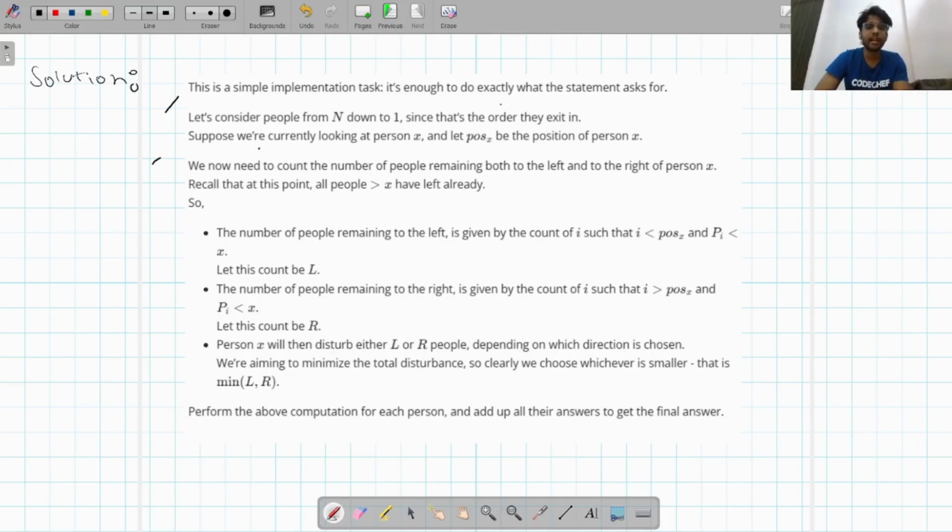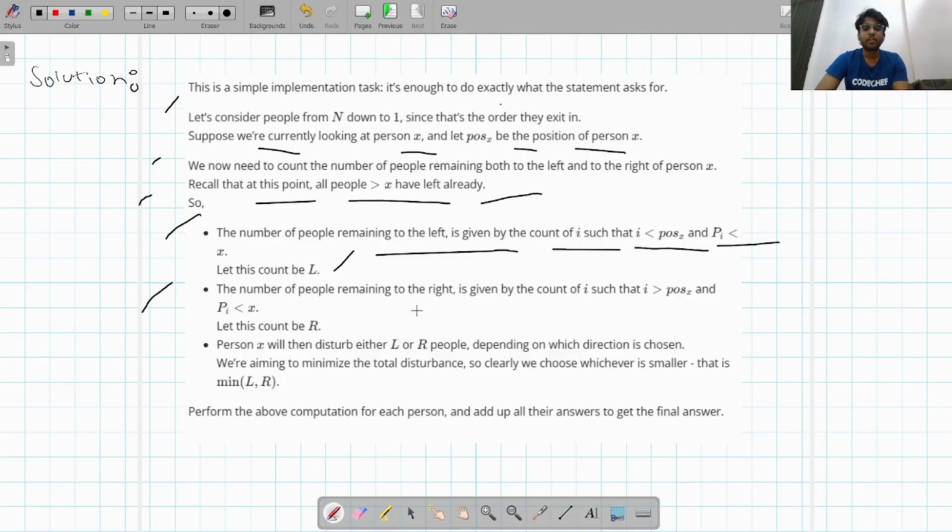And suppose we are currently looking at person x. Let pos of x be the position of person x. We now need to count the number of people remaining both to the left and to the right of person x. Recall that at this point, all people greater than x have left already. So the number of people remaining to the left is given by the count of i such that i is less than pos of x and p of i is less than x. Let this count be L.